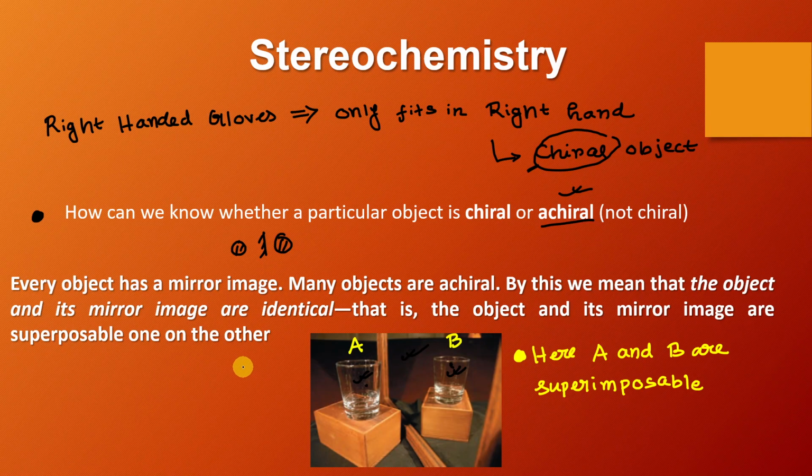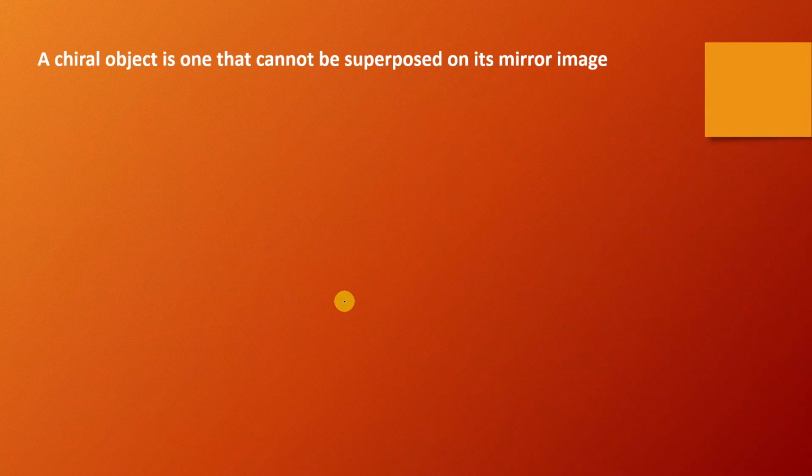So what is an achiral object? An object that is exactly the same as its mirror image, or that can be exactly superimposed on its mirror image, is called an achiral object. And what is called chiral? Just the opposite. If any object is not superimposable on its mirror image, it is called a chiral object. So let's see some examples.